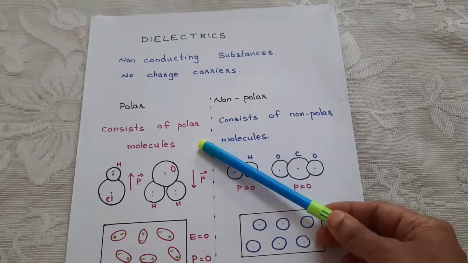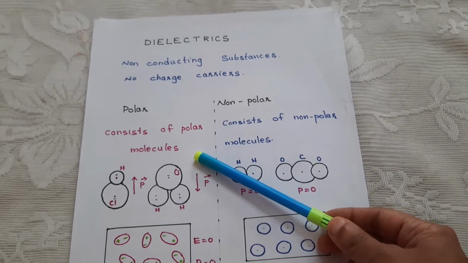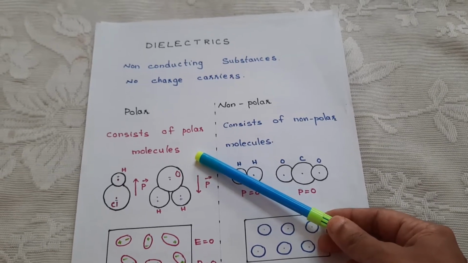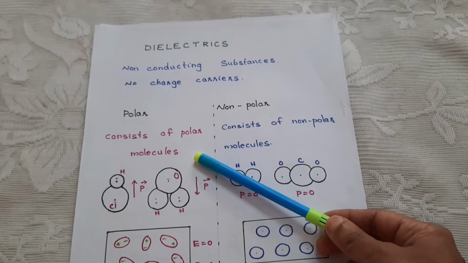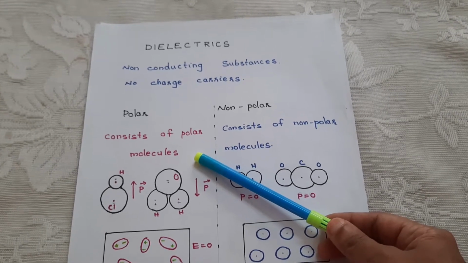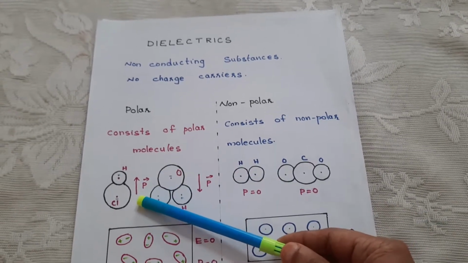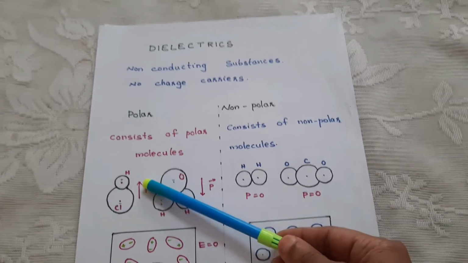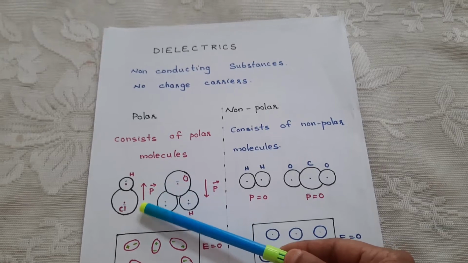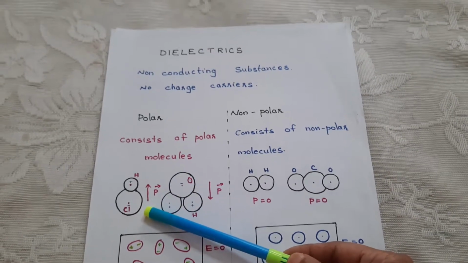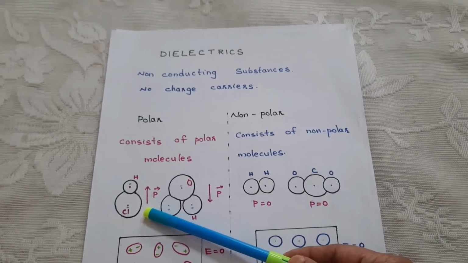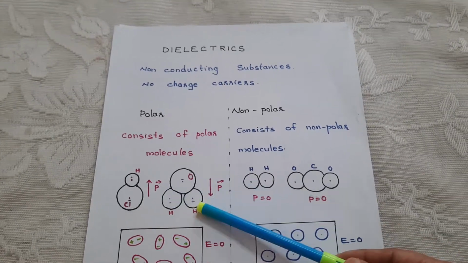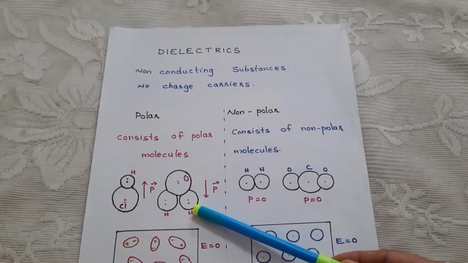A polar dielectric consists of polar molecules in which the centers of positive and negative charges are separated by a small distance. For example, hydrogen chloride molecule. Hydrogen atom is slightly positive while chlorine atom is slightly negative. So the molecule has a permanent dipole moment. Another example is water molecule.